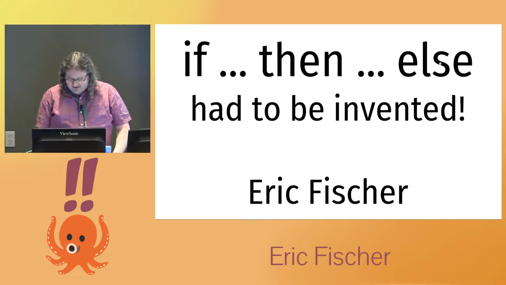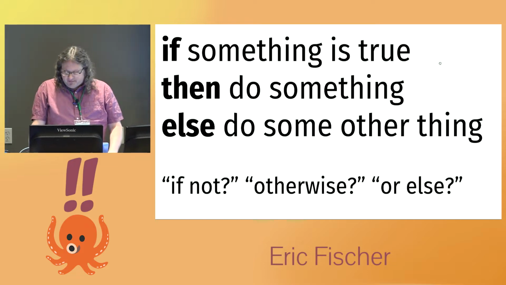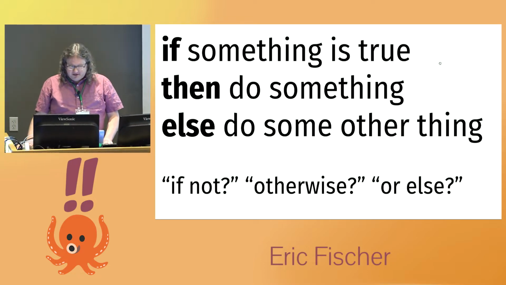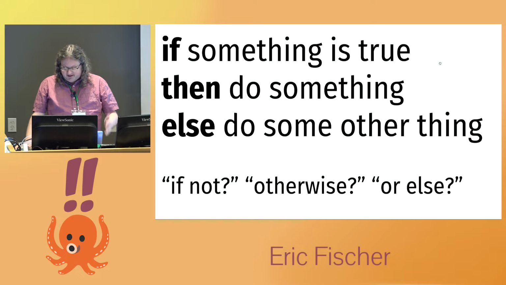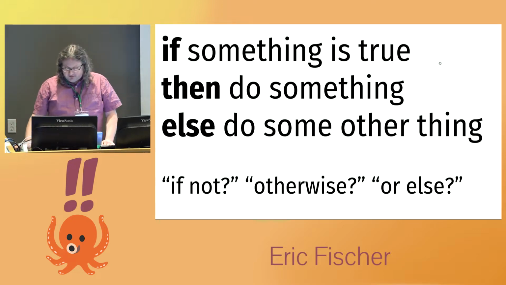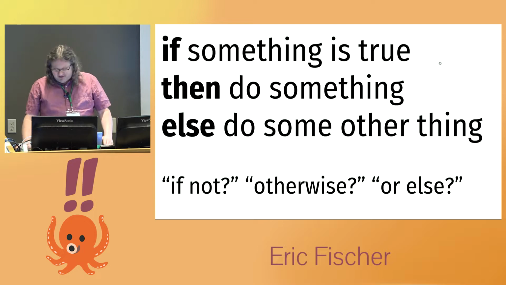I'm here to talk about what seems like kind of an absurd idea, that if then else had to be invented. If then else is how we talk about conditions in programming languages. If something is true, then do a thing, else do a different thing. That's just English, right? Except that it isn't. I can't use else as a conjunction in normal speech, only in programming languages. So where did this else come from?